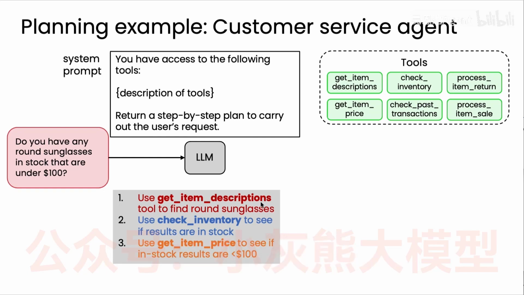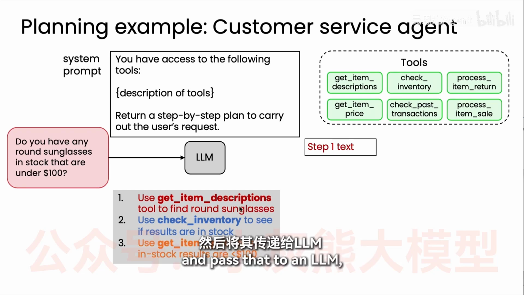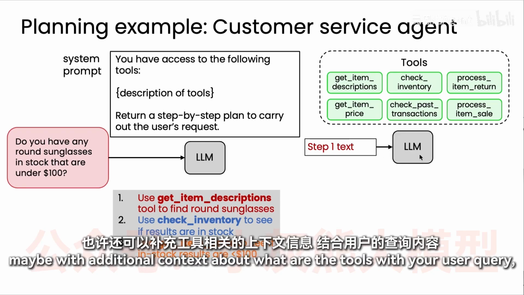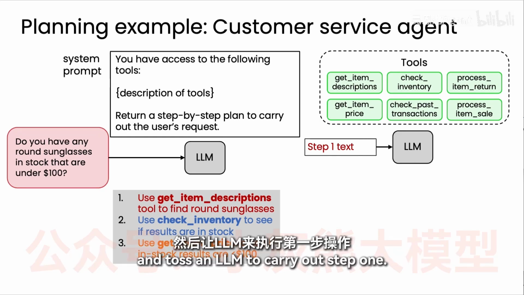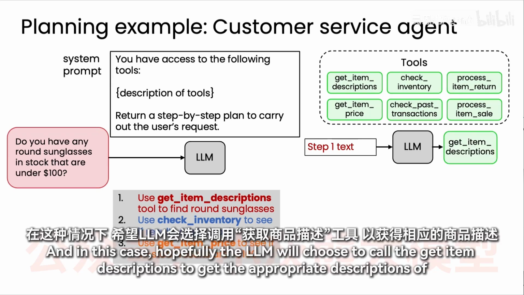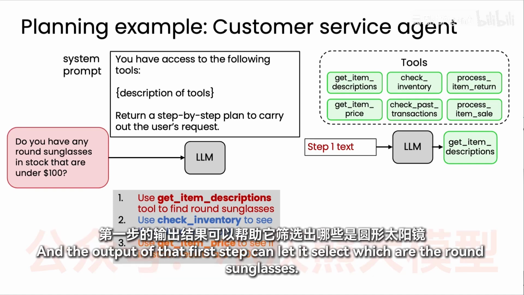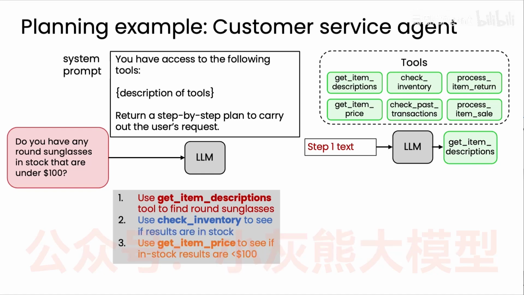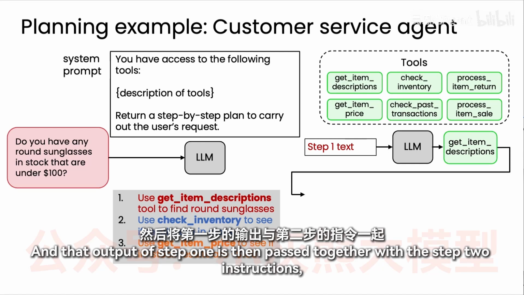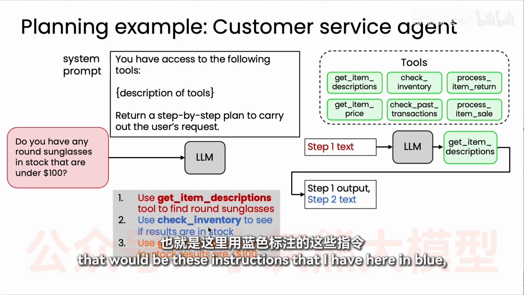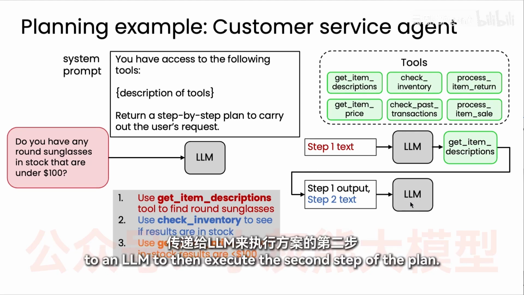After an LLM outputs this plan with 3 steps, what we can do is then take the step 1 text, that is this text written here in red, and pass that to an LLM, maybe with additional context about what the tools are, with the user query, with additional background context, and task an LLM to carry out step 1. And in this case, hopefully the LLM will choose to call the get item descriptions to get the appropriate descriptions of items. And the output of that first step can let it select which are the round sunglasses, and that output of step 1 is then passed together with the step 2 instructions, that would be these instructions I have here in blue, to an LLM to then execute the second step of the plan.